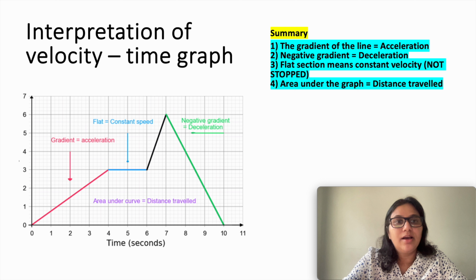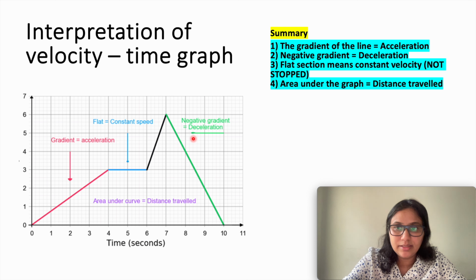In the last class, we discussed how we can interpret a velocity time graph. We also know what we can conclude from the interpretation of a velocity time graph. The first one is the gradient of the line, which is equal to acceleration. A negative gradient indicates deceleration. A flat section means that the object is moving with constant speed.